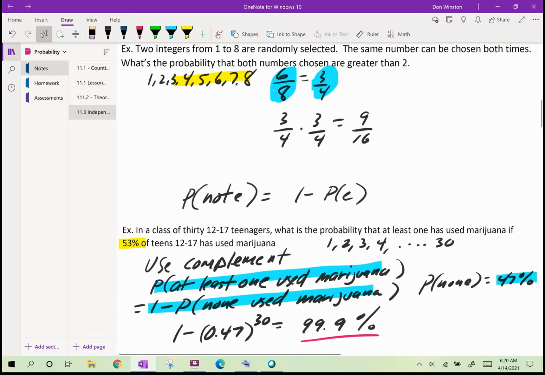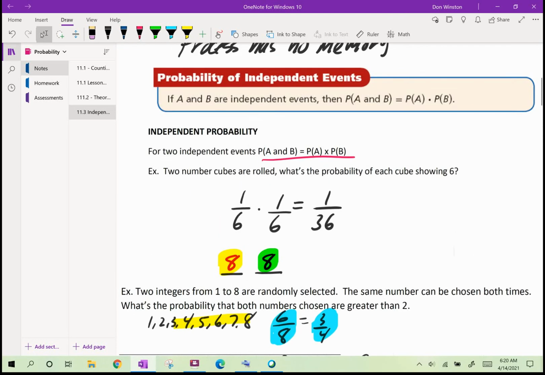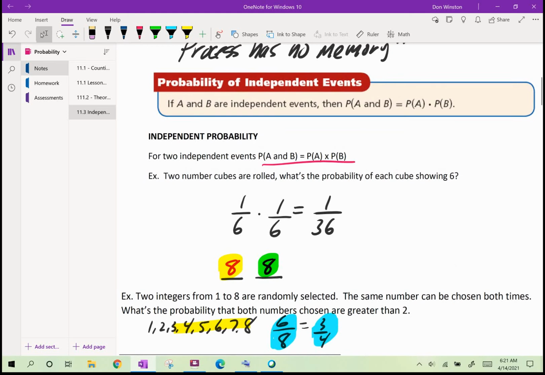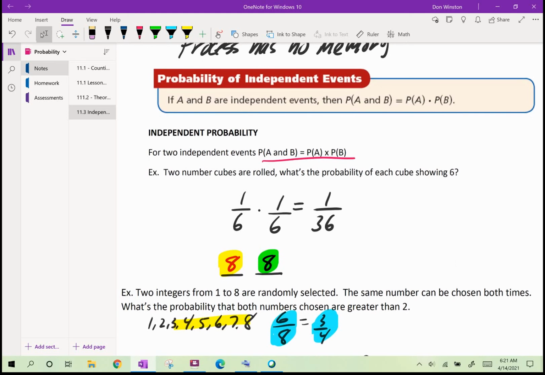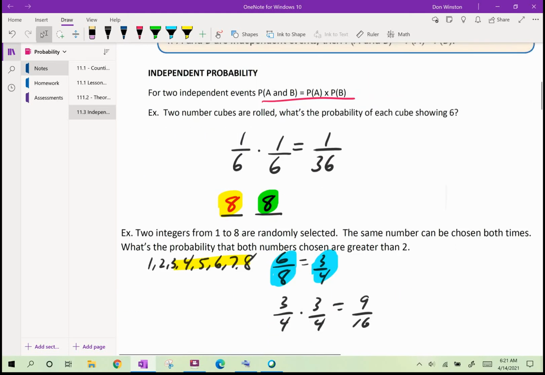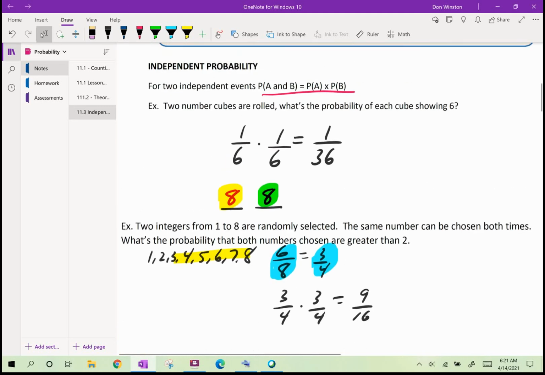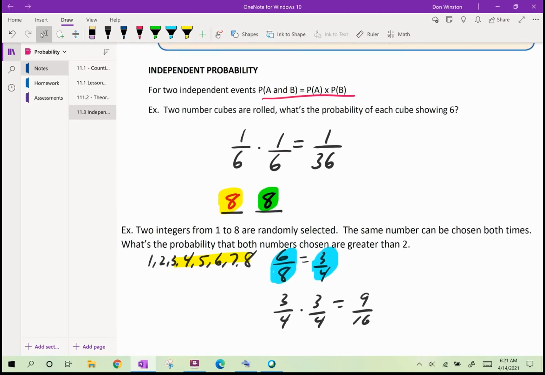So that is independent probability. They're independent of each other. The process has no memory. One event does not care about what the other event did.